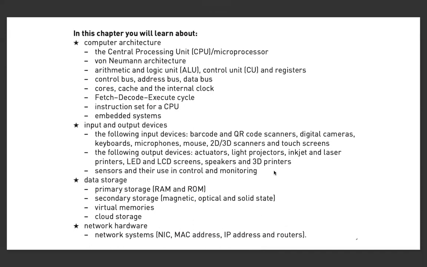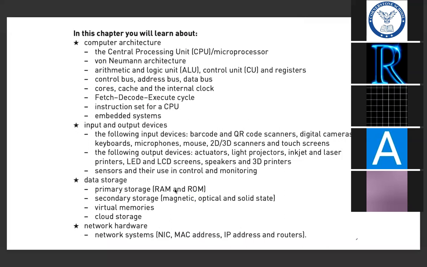Okay, so we'll be focusing on this part first. We'll be discussing the central processing unit, the basic components such as the ALU and control unit, the different buses, and the purpose of the core, cache, and internal clock with respect to the overall performance of the computer. What is the purpose of the fetch, decode, execute cycle, how it works, and eventually we'll be progressing towards understanding the instruction set and how a CPU is capable of identifying the difference between an instruction or an opcode and an operand, and what is the importance of an embedded system, and how embedded systems are being used.